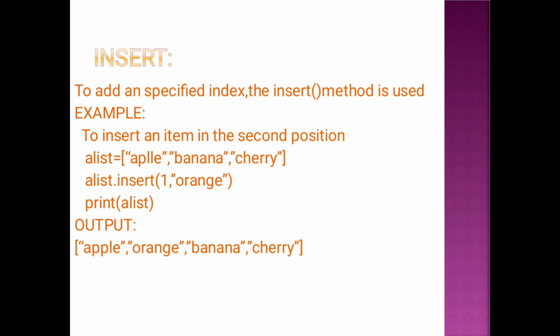And the next one is insert. To add an item at a specific index, the insert method is used. For example, to insert an item in the second position, a list contains apple, banana, cherry. I want to insert orange at the index value of 1. Now I can use the insert method to insert the orange in this list.